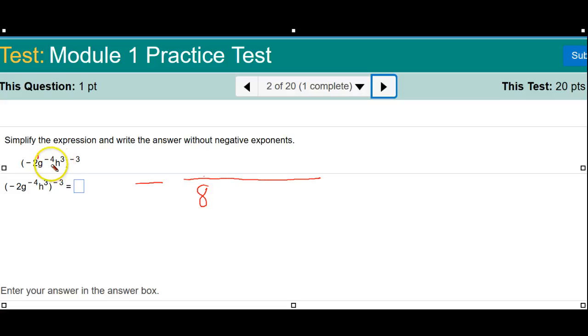Now the others, it's going to be G to the negative 4th times a negative 3 makes this a positive 12. So this G is going to stay up on top. And then we have H to the 3rd times a negative 3. This combination will make it a negative 9 up on top that needs to be brought down to the bottom. And that's the strategy for this.